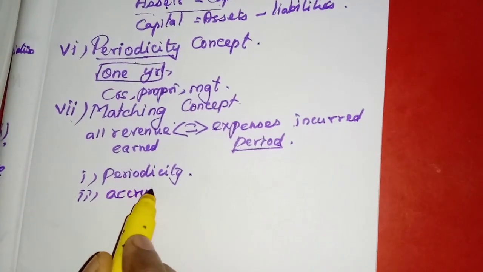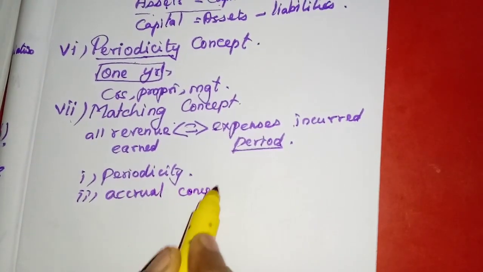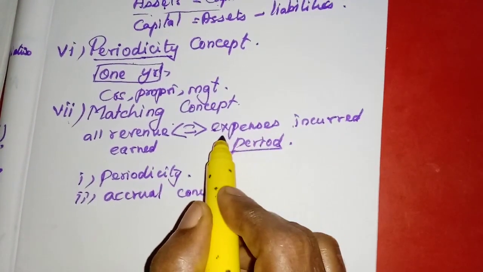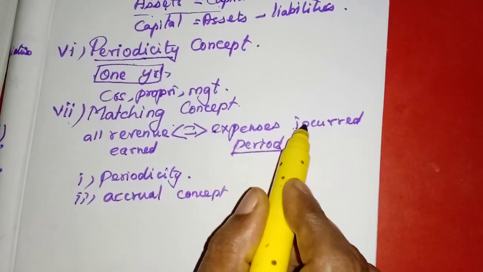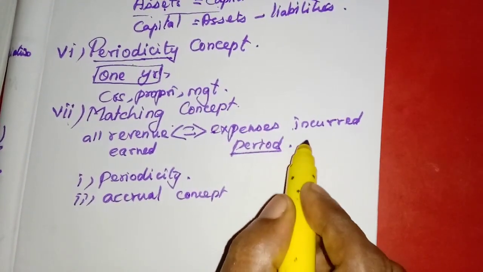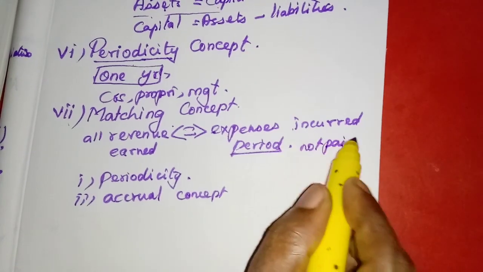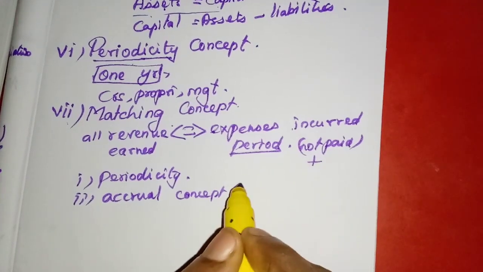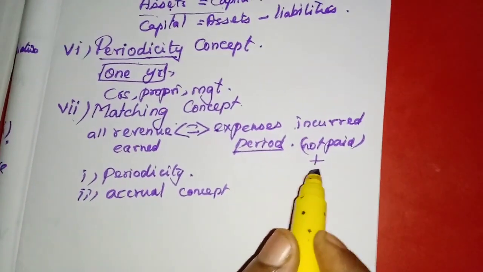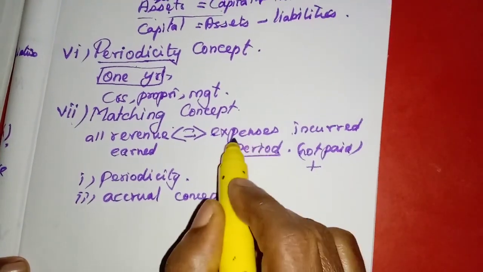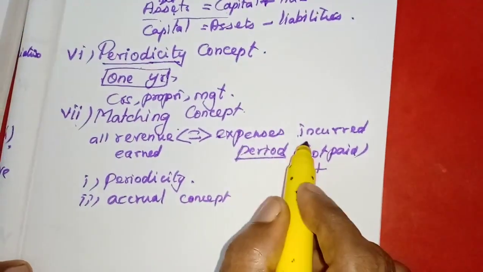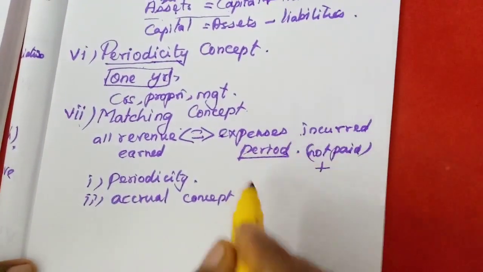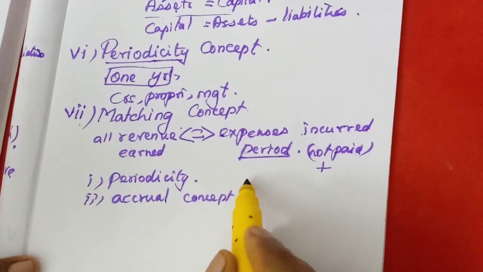Then the next one, the accrual concept. Here I will explain. Expenses incurred means if we incur an expense but have not paid, incurred but not paid, this also should be included in the books of accounts. What is the meaning of expenses incurred? I will explain this with an example. Take salary.